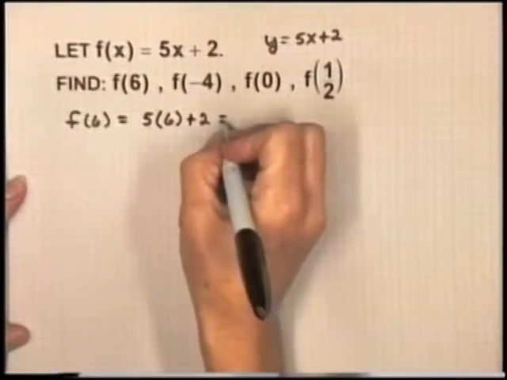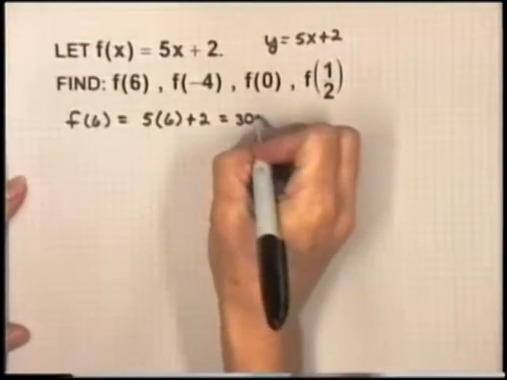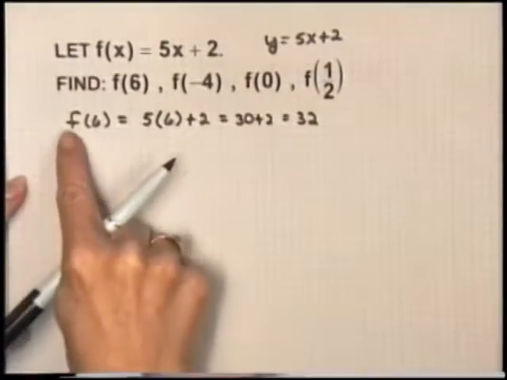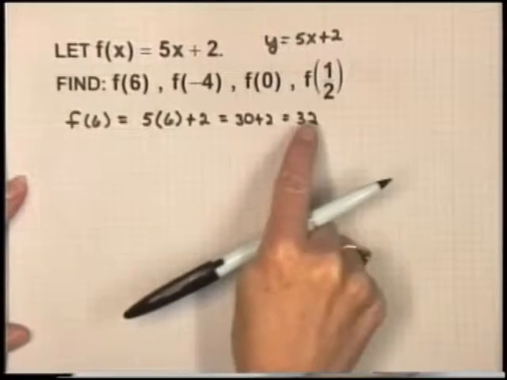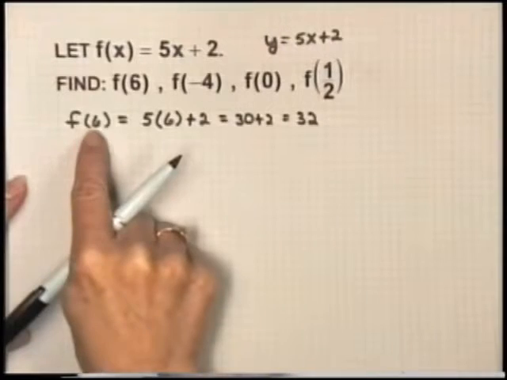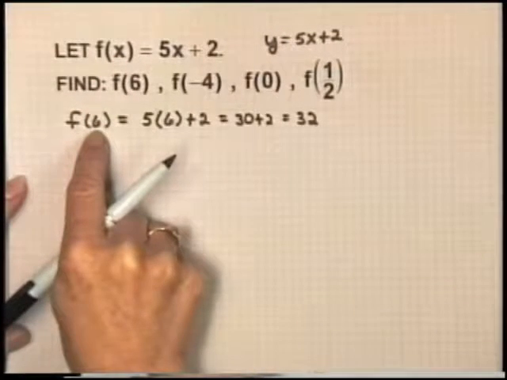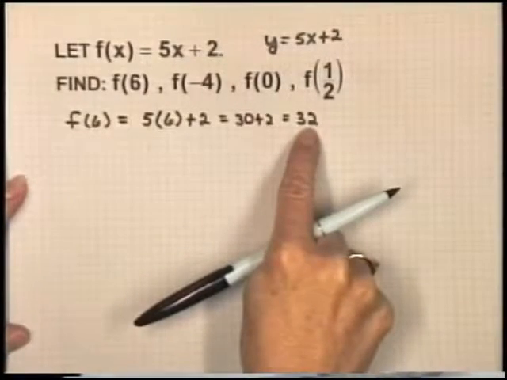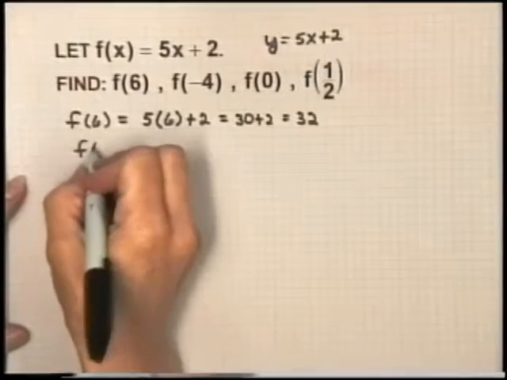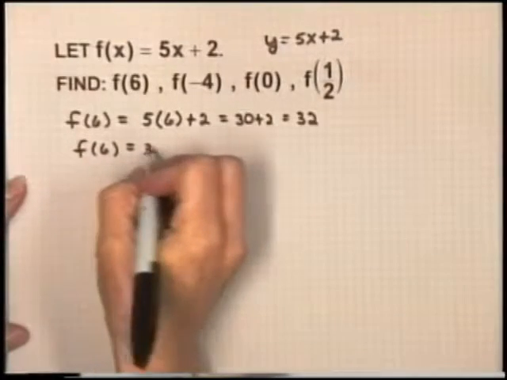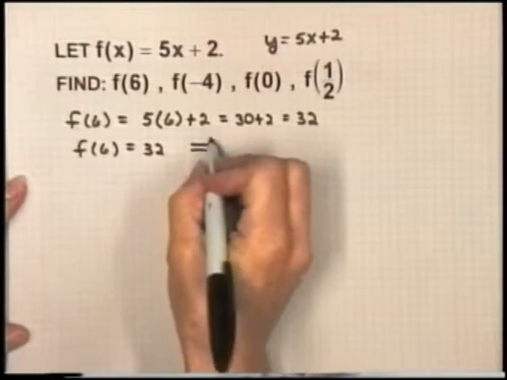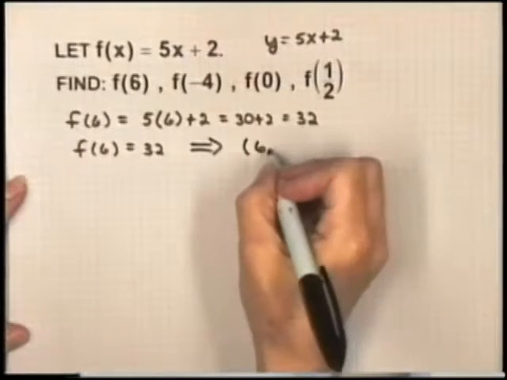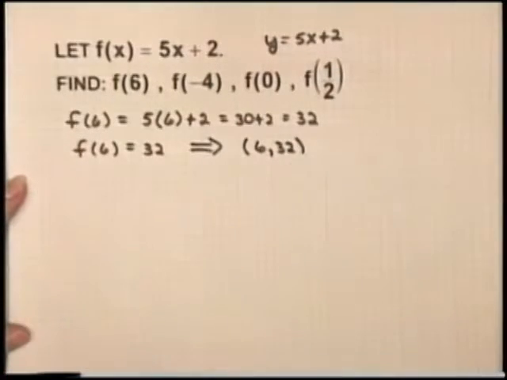Now we will simplify this. 5 times 6 of course is 30. 30 plus 2 is equal to 32. Saying that f of 6 is equal to 32 is saying that whenever we replace x with 6, our second coordinate, or our y value if you will, is 32. So I want you to be sure that you understand that when you say f of 6 equals 32, this is equivalent to saying I have the ordered pair where x is 6 and y is 32.